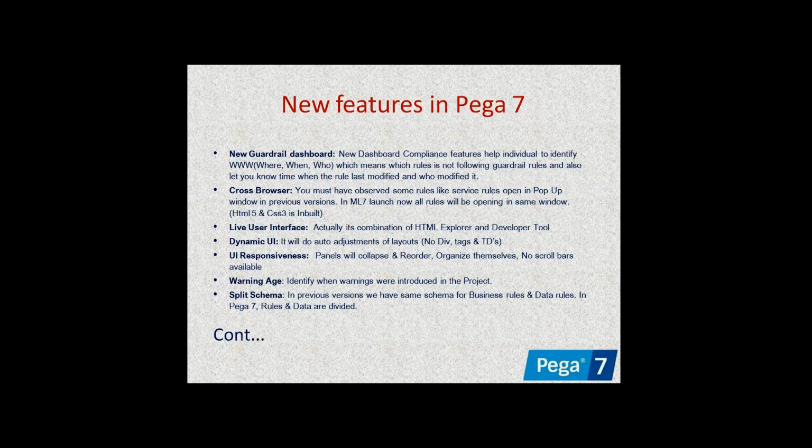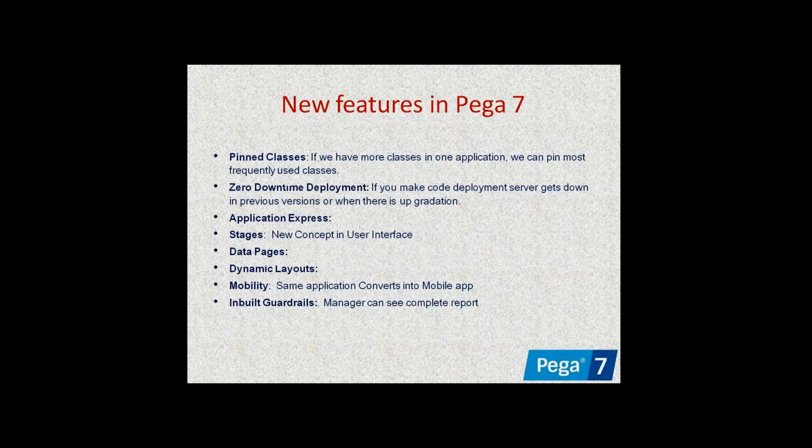In Pega 7, some important things are cross browser support, meaning we can open the Pega 7 tool in any browser. But in 6.3, at most it supports Internet Explorer. Pega also contains automatic dynamic user interface, a new thing added in Pega 7. Some new layouts have been introduced in Pega 7, and some warnings. There is something called warning edges that has been added, and split schema. You may not understand all these features now. I'll tell you in the coming sessions.